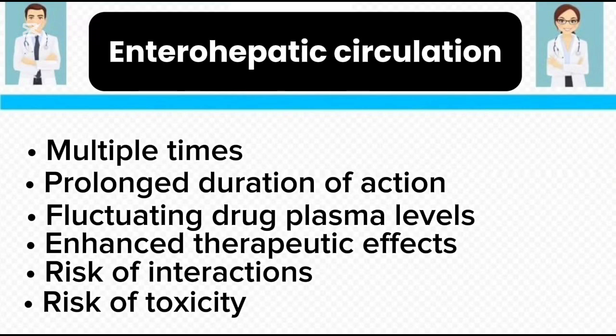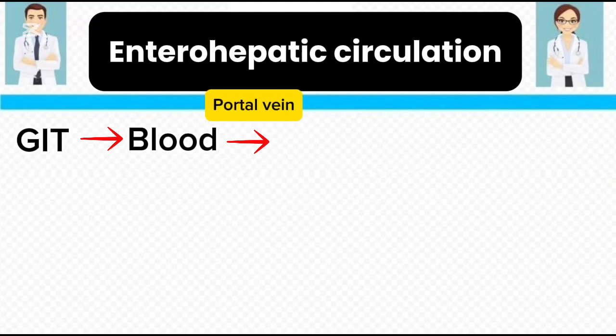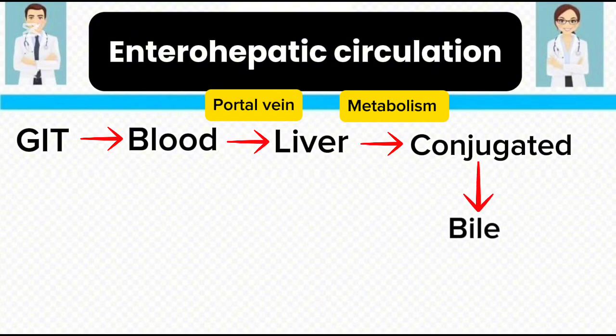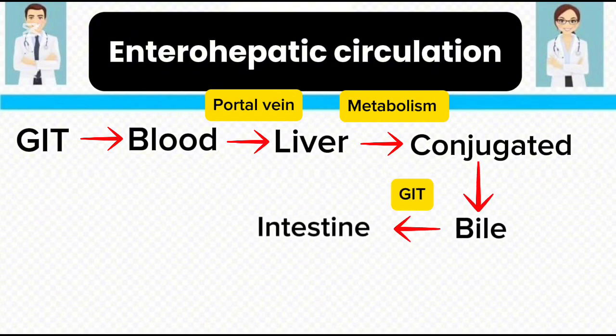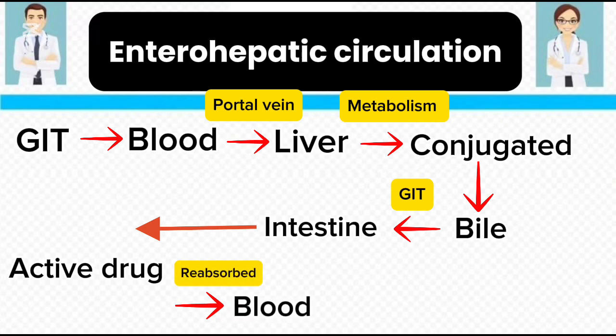So now we understand the enterohepatic circulation, in which the drug comes to the GIT, is absorbed by the blood and transported to the liver, where the metabolism process occurs and the drug becomes conjugated and is excreted into the bile. From the bile it goes to the intestine, and then the conjugated drug is converted into the active form, which again enters the blood and is transported by the portal vein to the liver. So it is a cycling process, and it can happen multiple times.